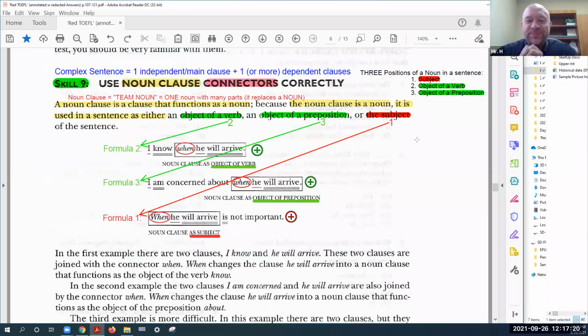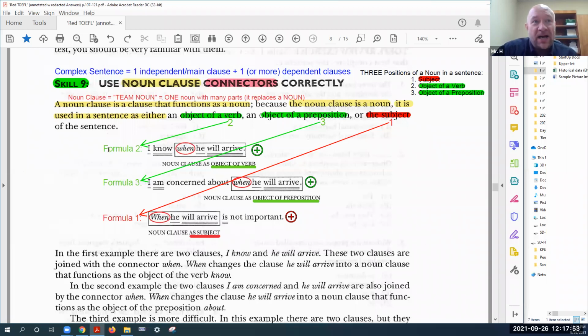Okay, now in the Green TOEFL book, the Green TOEFL book will only show you Formula 2 and Formula 3. The Green TOEFL doesn't show you Formula 1 because Formula 1 is complicated. It's difficult, okay? So this is from the red book. So the red book has all 3 formulas.